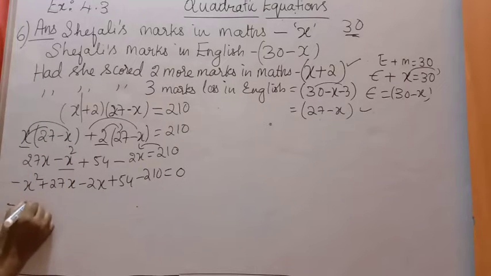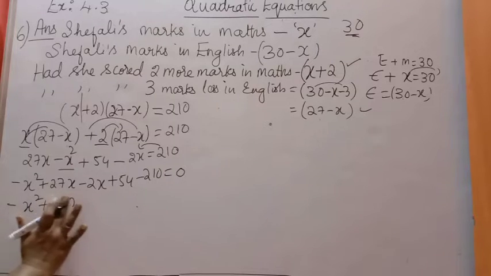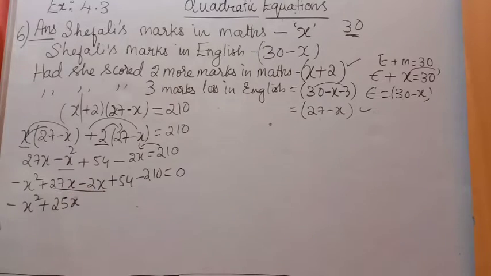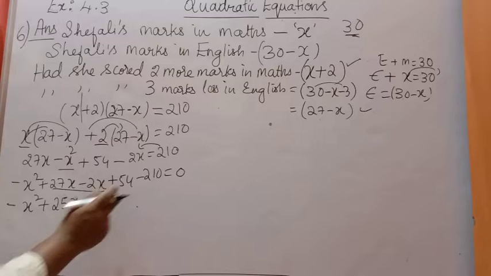Now, the last step: minus X square plus 27X minus 2X is nothing but 25X, right? These two, if you simplify, you will get 25X. And these two, 210 minus 54, how much?